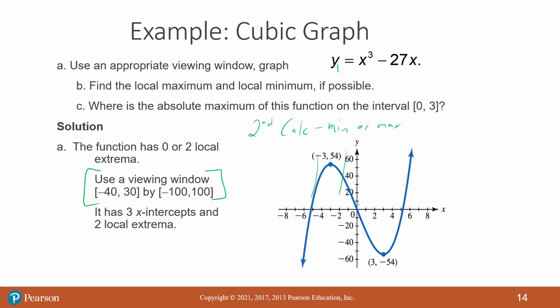So from here to here, what's your absolute maximum? What's the maximum point between here and here? Well, it looks like it's right here at 0, 0. Okay, we're not talking about the local max here. We're just talking about the max on the small allocated interval from 0 to 3. On that small allocated interval, our absolute max is 0, 0.